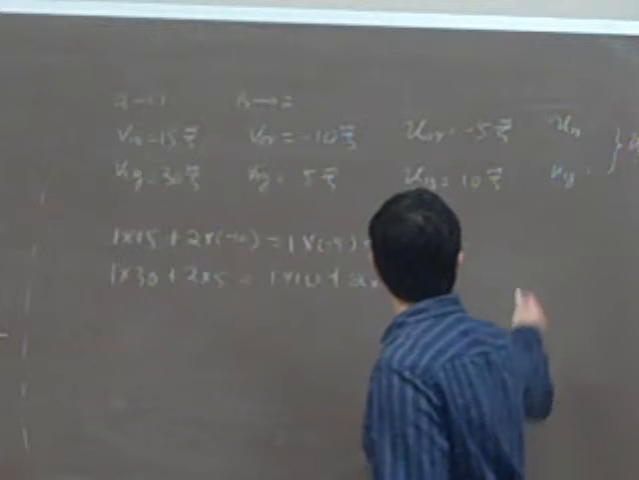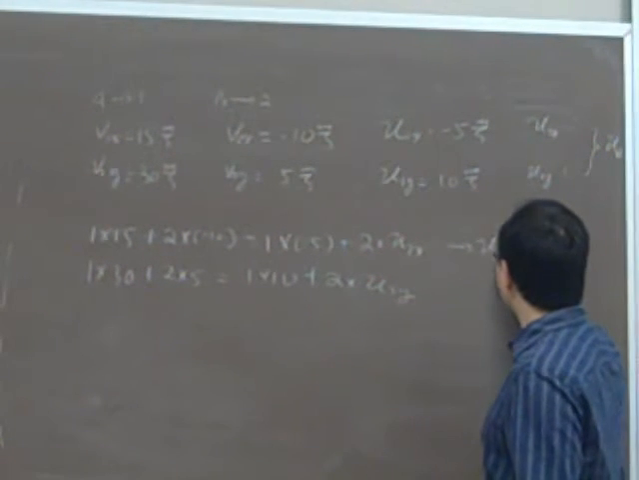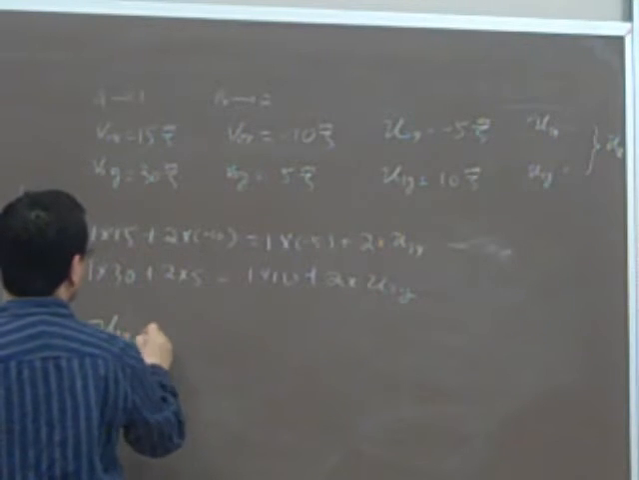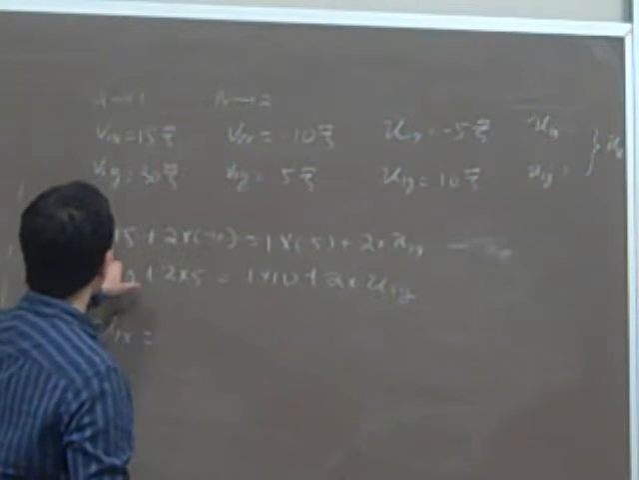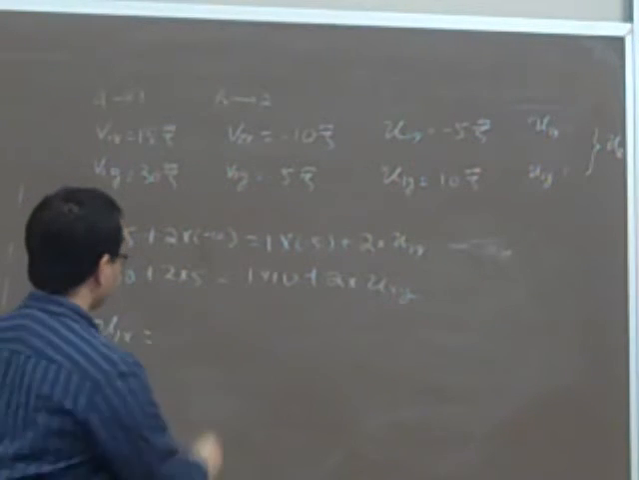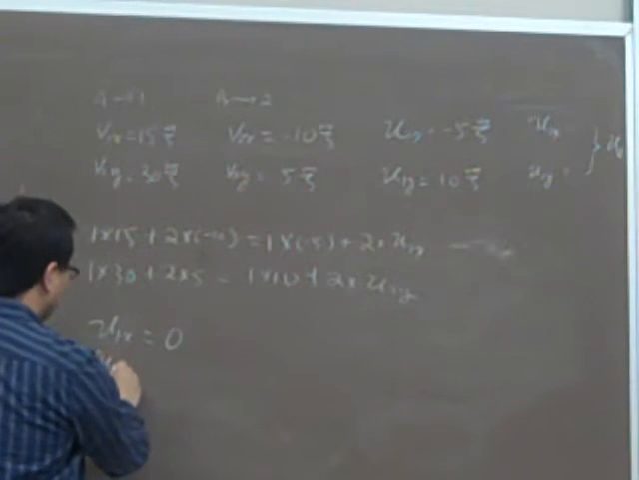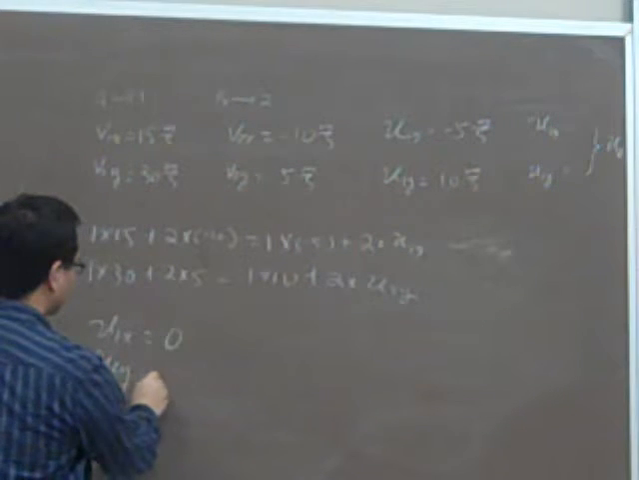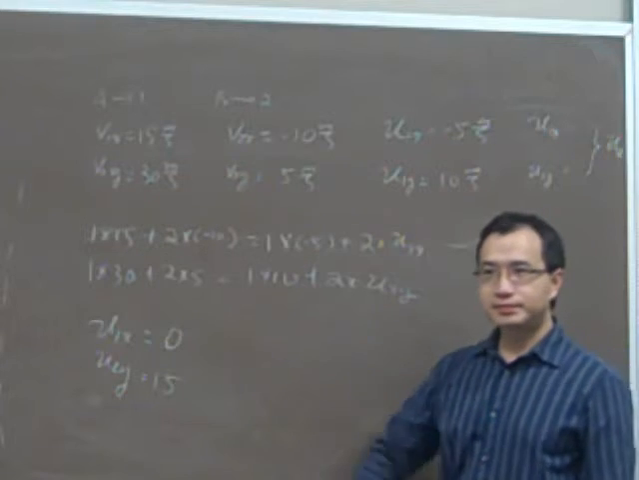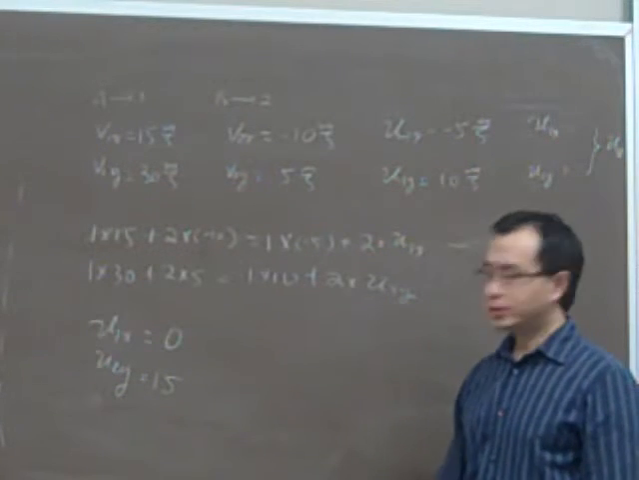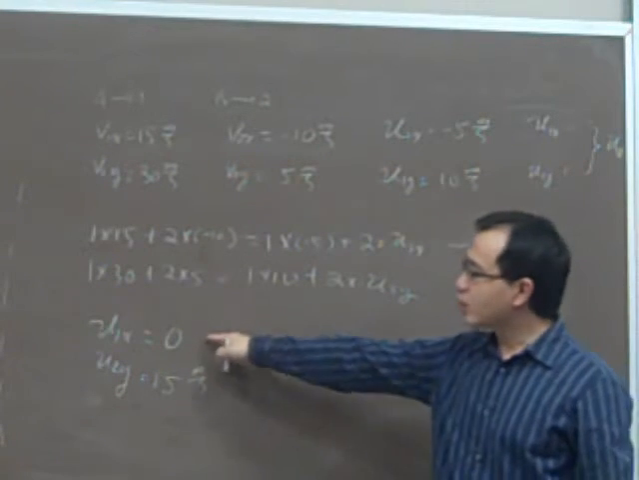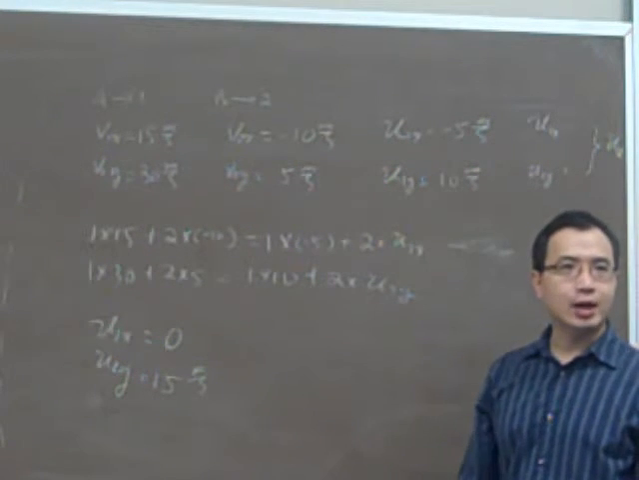So can you tell me what is u2x from this? 0. Let's check: 15, negative 25. Yes, u2x is 0. What's u2y? 15. Okay, I'm not going to check, I will trust you. So 15 meters per second for the y component, 0 for the x component.